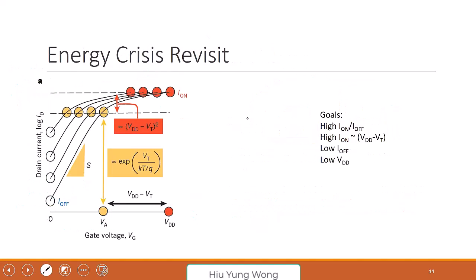Before that, let me just briefly go over the energy crisis, what we really want here, right? This is the IDVG. We want to have a very high I on, I off. It means I want to have I on here, very high, and I off here. So how do I get high I on? It means I need to have large VDD minus VTH, correct? But the problem is to save energy.